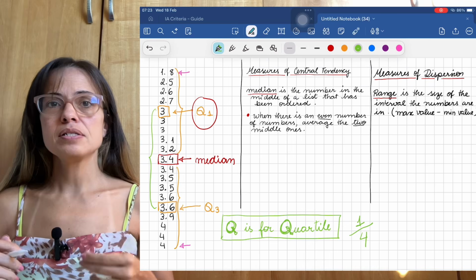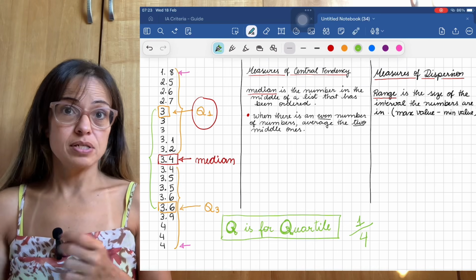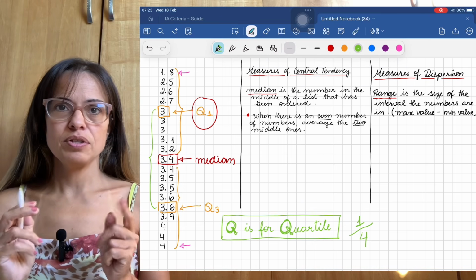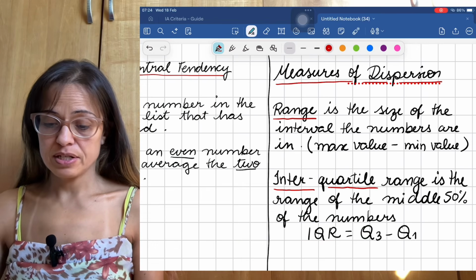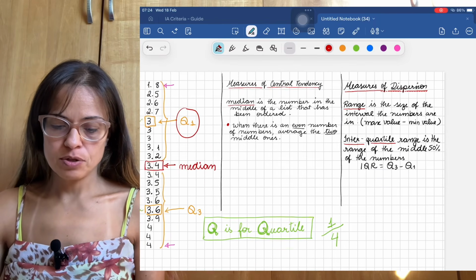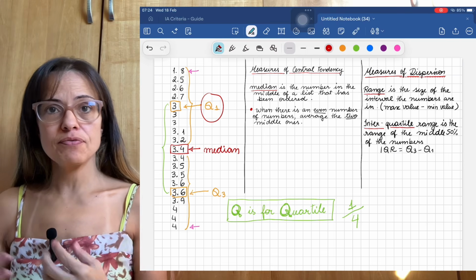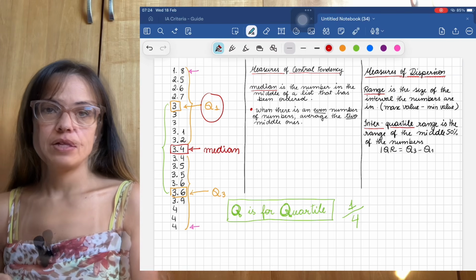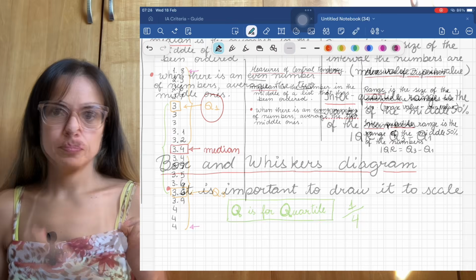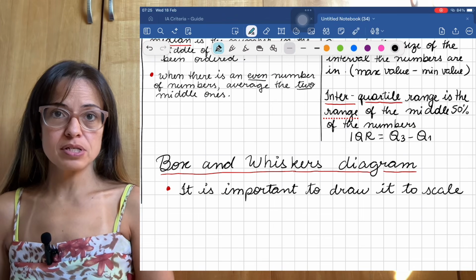That's going to be called the Inter-Quartile Range because it is still a range, but it is between the quartiles. Here you go, that is the definition. And with that, I can already show you the first graphical representation of data, the first of a few that we're going to be doing. So this is going to be called the box and whiskers diagram.